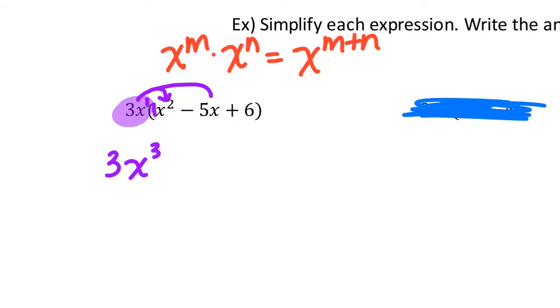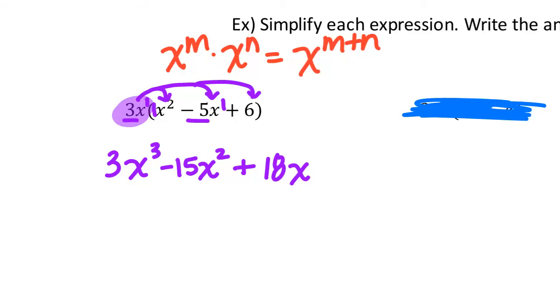And then 3x times negative 5x, you take the coefficients and multiply them. So 3 times negative 5 should give you what? Negative 15. And then x to the first times x to the first, my rule is to add them, so 1 plus 1 would give us x squared. Then 3x times 6, take your coefficients. 3 times 6 would give you 18. And then you only have that one x, so it'd be 18x.